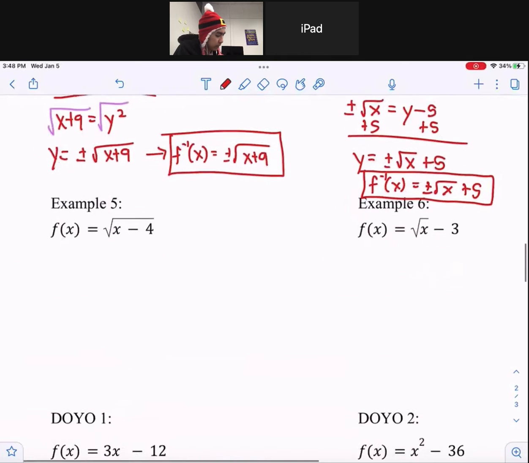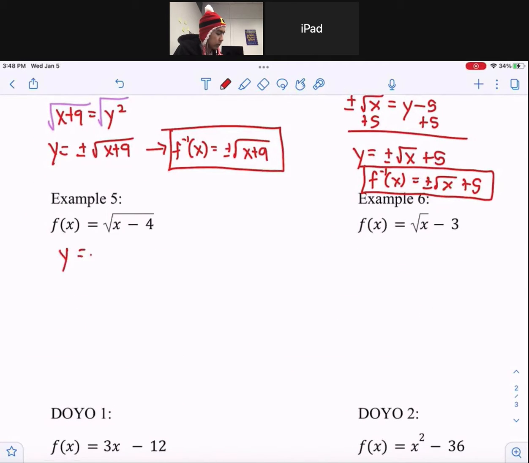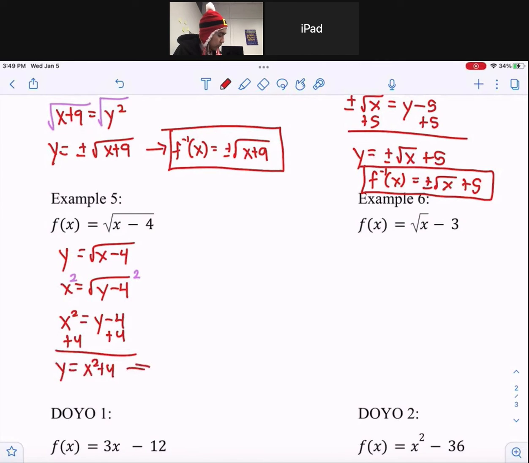Next example, example 5. Set this equal to y, switch your variables, and now solve for y. So that's a square root. We need to get rid of that square root. The opposite of square root is raising both sides to the second power. And then adding 4 to both sides. y equals x squared plus 4, that is your inverse function, x squared plus 4.